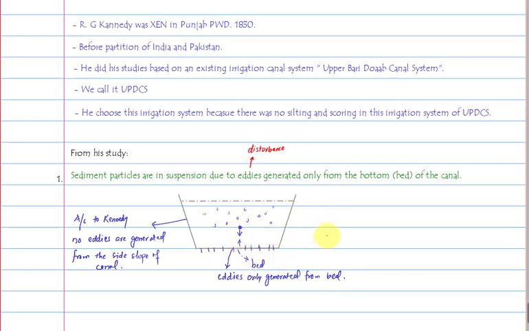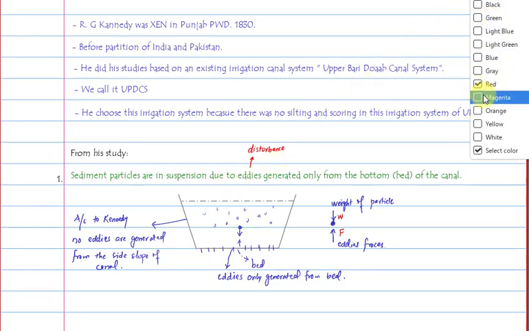Because of these eddy forces, the particle remains suspended. Like this is a particle, right? It wants to move downward because of its weight, which is making it move down, but due to the presence of these eddies, the eddy forces repel it back. So that's the reason they are suspended. These eddy forces are F and the weight of the particle is W. Got it? This was the first conclusion or hypothesis he gave on the basis of his studies.